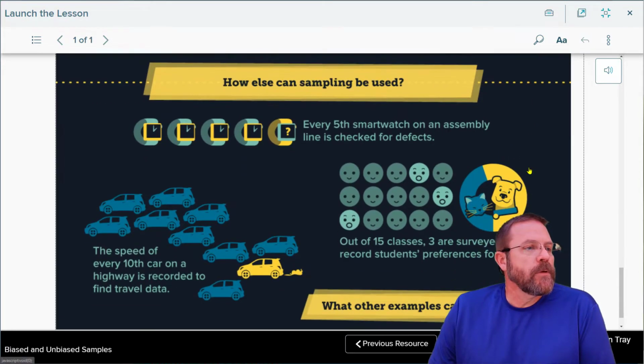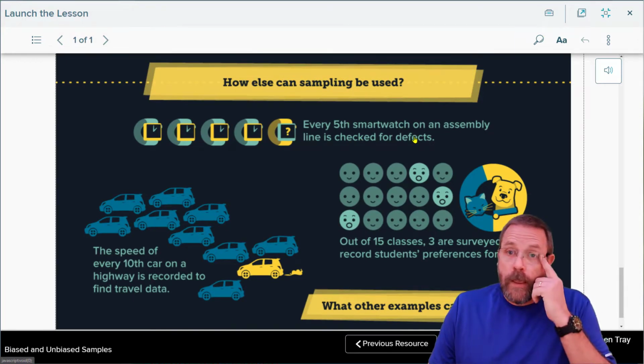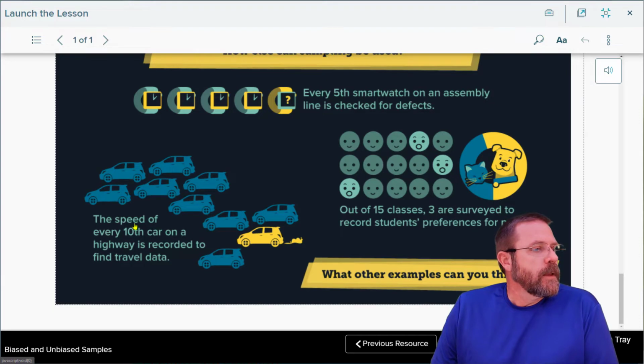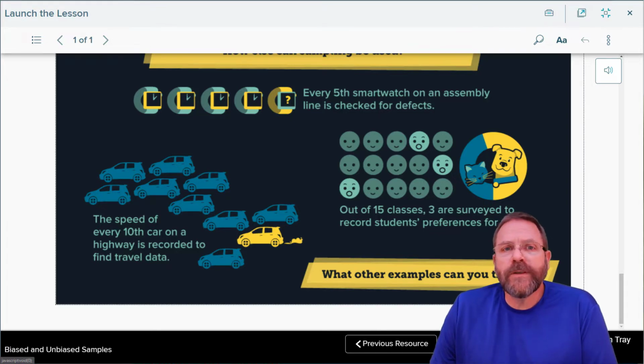Now, that was just one way sampling can be used. Some other ways sampling could be used is, say, every fifth smartwatch on the assembly line is checked for defects. That doesn't mean they're checking all of them. They're checking every fifth to find out what the odds of one being broken is. The speed of every 10th car on a highway is recorded to find travel data, or maybe out of 15 classes, 3 are surveyed to record their preferences in pets. These are all examples of surveys that can be done to collect data, and that data is turned into statistics so that we can use that information to make other decisions.